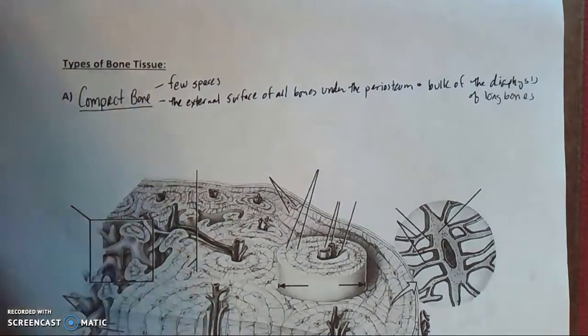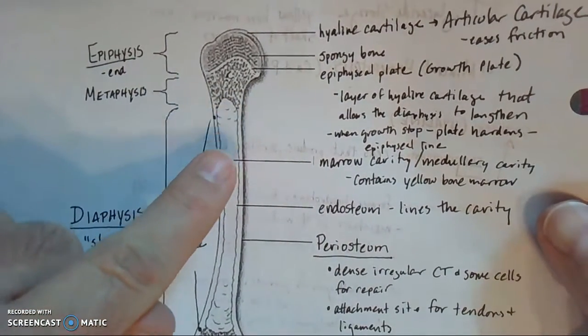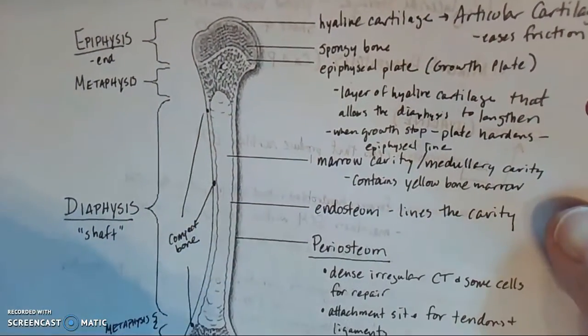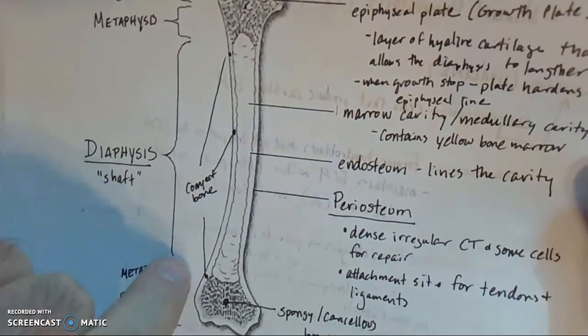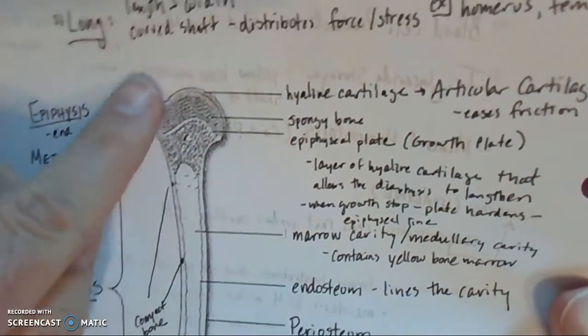So if you recall, when we looked at a diagram of a long bone, we had a layer of compact bone and then the marrow cavity. But this compact bone extends the whole way around the perimeter underneath the periosteum of the entire bone.